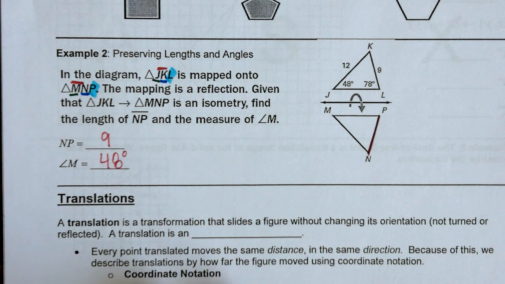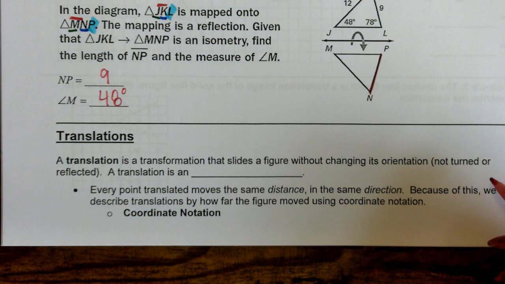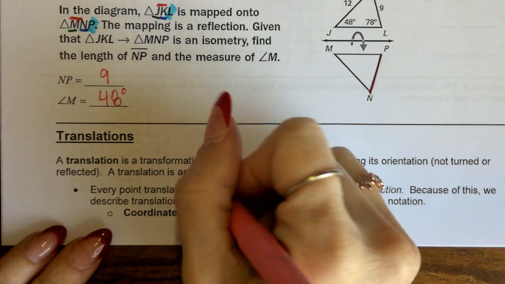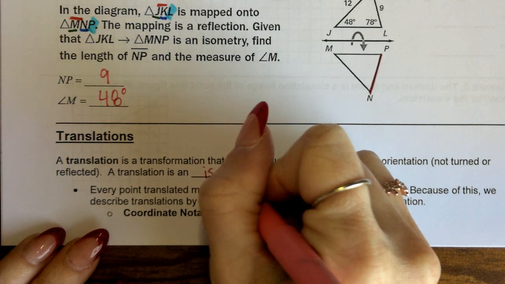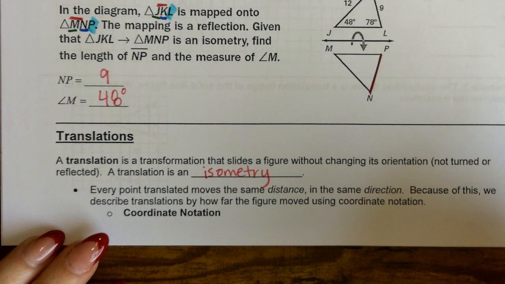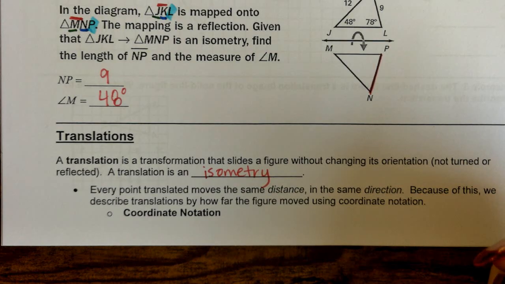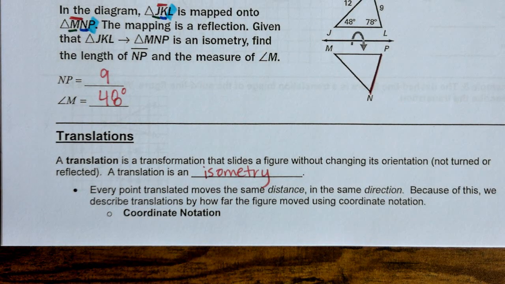Okay, moving on. On the bottom, the translation. So slide a figure without changing the orientation. So we don't rotate it. We don't do any of that. We just slide it. And it is a what? I keep doing it. Isometry. Isome. Try to change me. I can't. Isome. Okay.